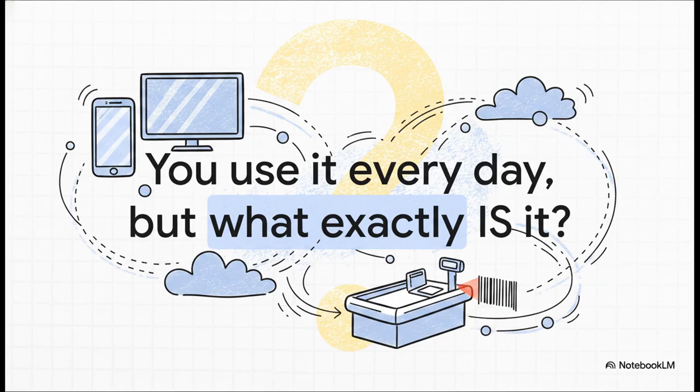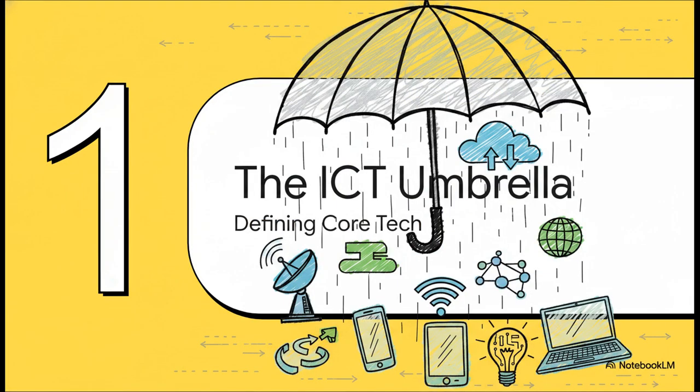Now, I want you to pause for just a second. Seriously, think about the smartphone sitting right there in your pocket, or the television in your living room, or even just the checkout scanner at your local grocery store. You interact with these invisible technological foundations literally all the time. But what is the invisible glue holding all these wildly different devices together? Let's kick things off with Section 1, the ICT umbrella, and define our core tech.